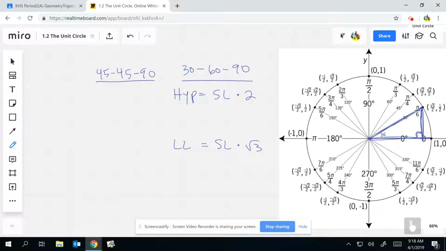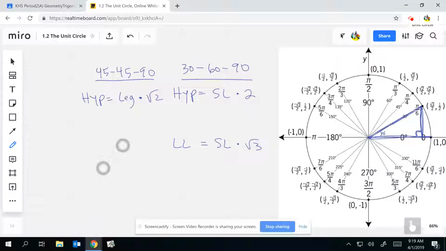So your 45, 45, 90 triangle, we had one formula: your hypotenuse equals your leg. It was not a short leg or a long leg because it was the same leg. They're 45-degree angles. Your leg times radical 2.